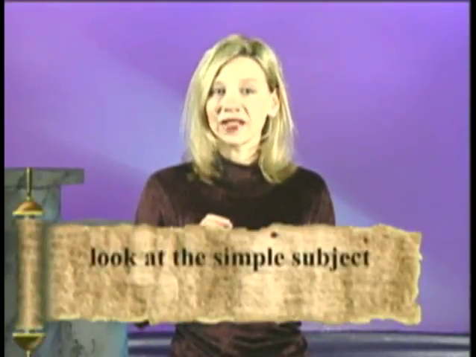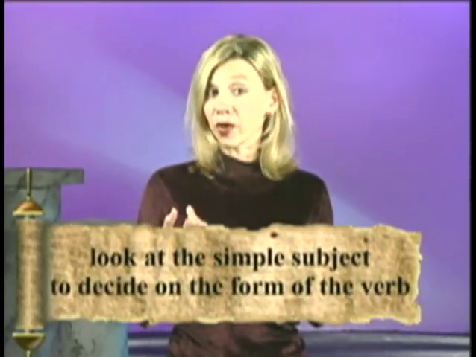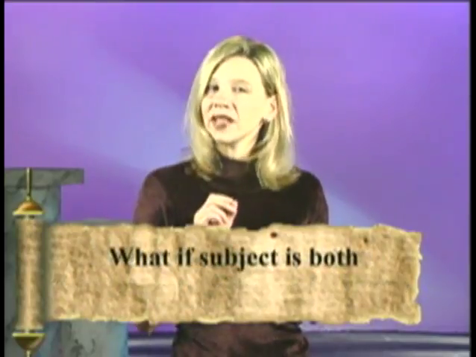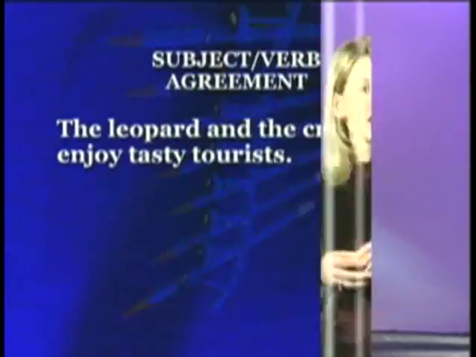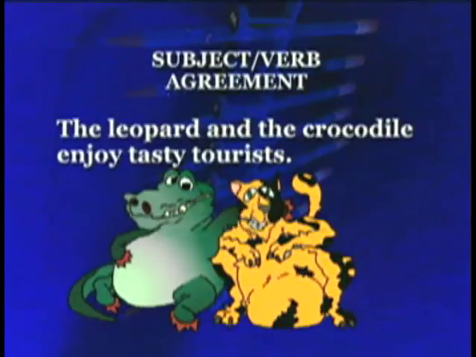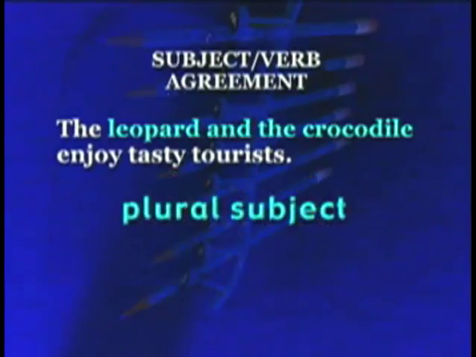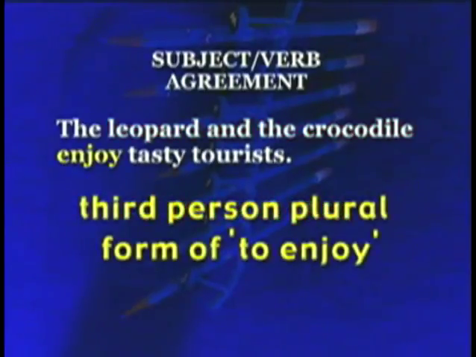Okay, we know we have to look at the simple subject to decide on the form of the verb. But what if the subject is both plural and singular? Before the room begins to spin, let's show you what we're talking about. Look at this sentence. "The leopard and the crocodile enjoy tasty tourists." Here we have a plural subject, since it includes both a leopard and a crocodile, so we use a plural form of the verb, enjoy.